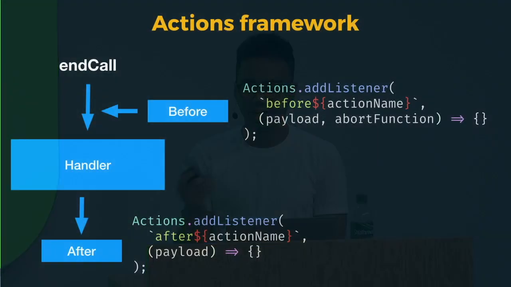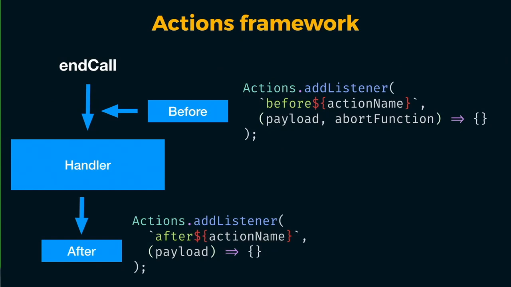So we gave an action.add listener, where you pass a name with before and the actual action you want to execute before the handler. It gets the payload of the handler and also an abort function. The abort function can be used when you don't want the handler to be executed. You also get the payload, so you can do anything with it, and the handler gets the updated payload.